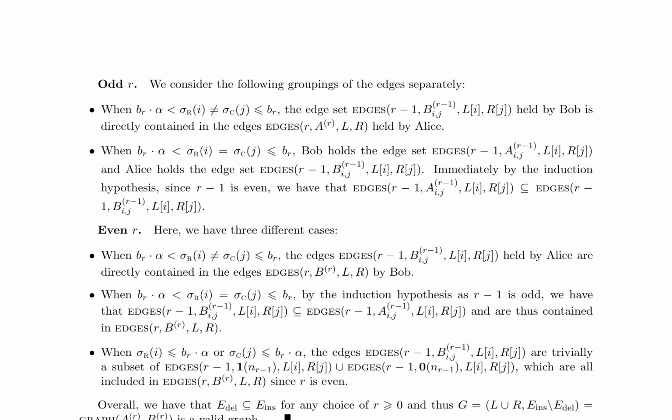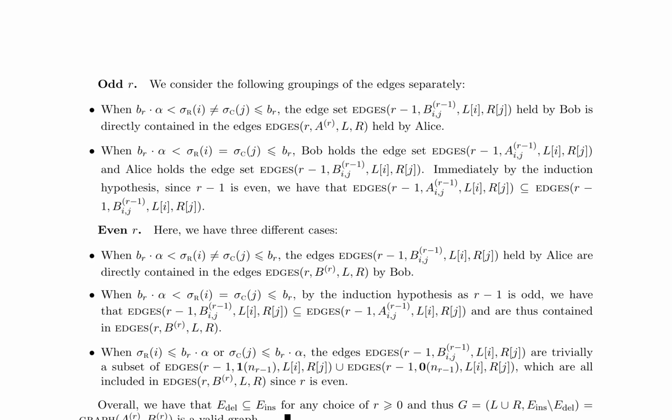In the context of the alternating Hamiltonian model, AHM, we consider two different groupings of edges. For the first grouping, when B_r-alpha < σ(R,I) = σ(C,J) ≤ B_r, the edge set held by Bob is directly contained in the edge set held by Alice. For the second grouping, when B_r-alpha < σ(R,I) = σ(C,J) ≤ B_r, Bob holds the edge set and Alice holds the edge set. By the induction hypothesis, since R-1 is even, we have that the edge set held by Alice is a subset of the edge set held by Bob.